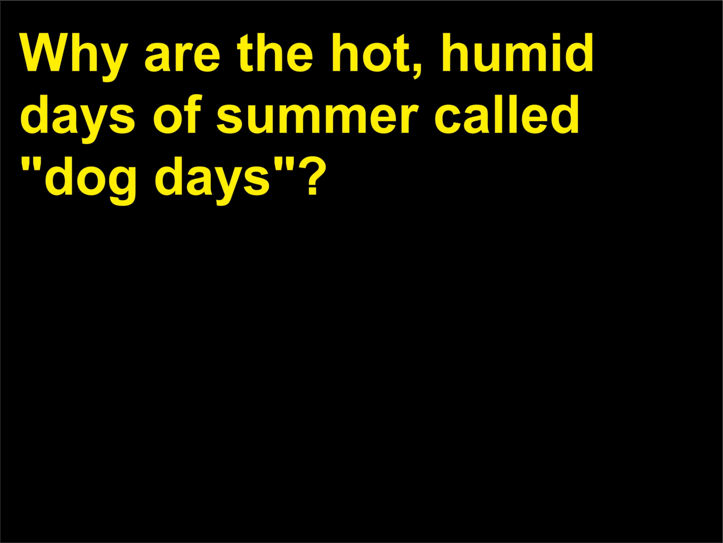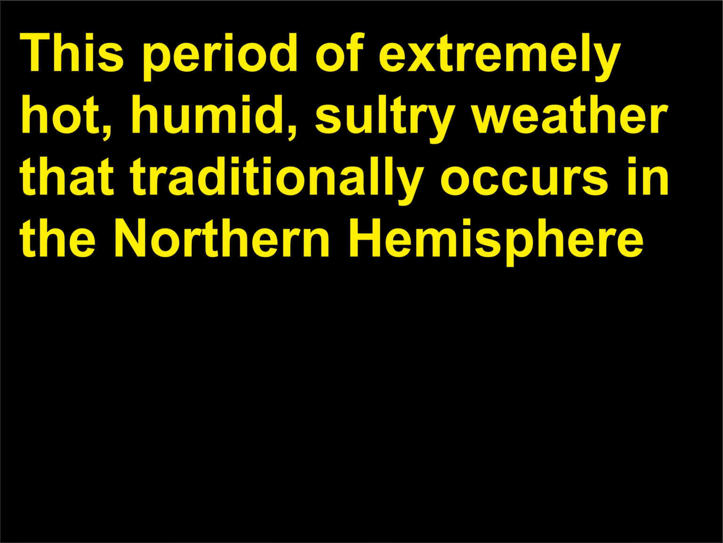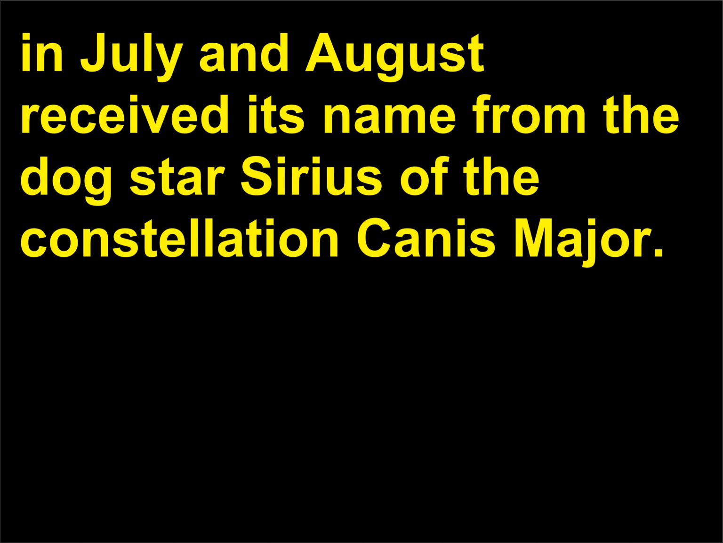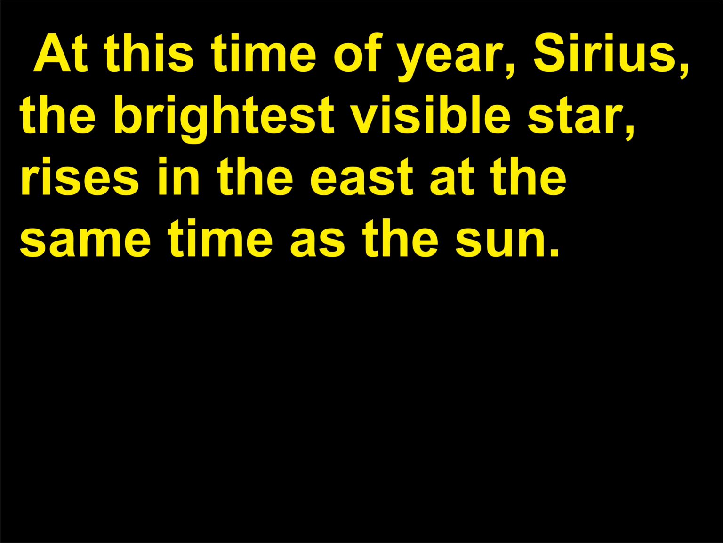Why are the hot, humid days of summer called dog days? This period of extremely hot, humid, sultry weather that traditionally occurs in the northern hemisphere in July and August received its name from the dog star Sirius of the constellation Canis Major. At this time of year, Sirius, the brightest visible star, rises in the east at the same time as the sun.